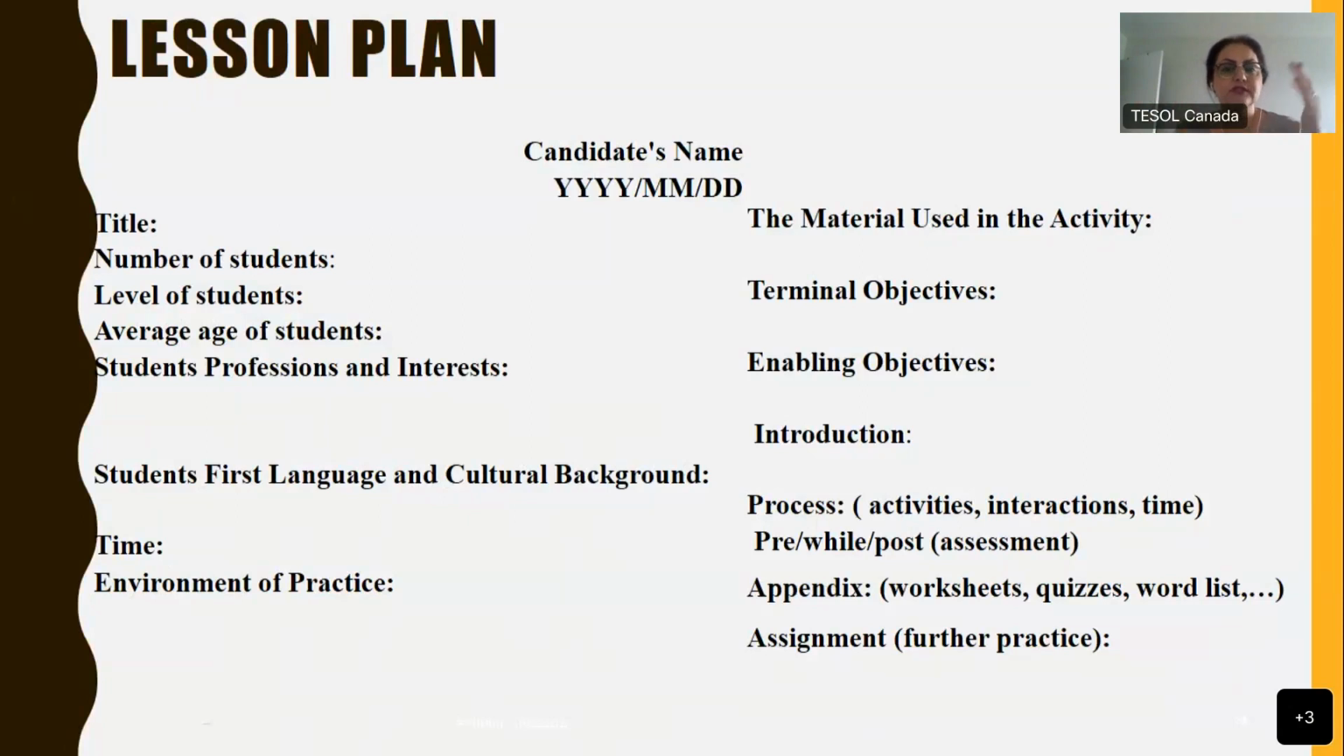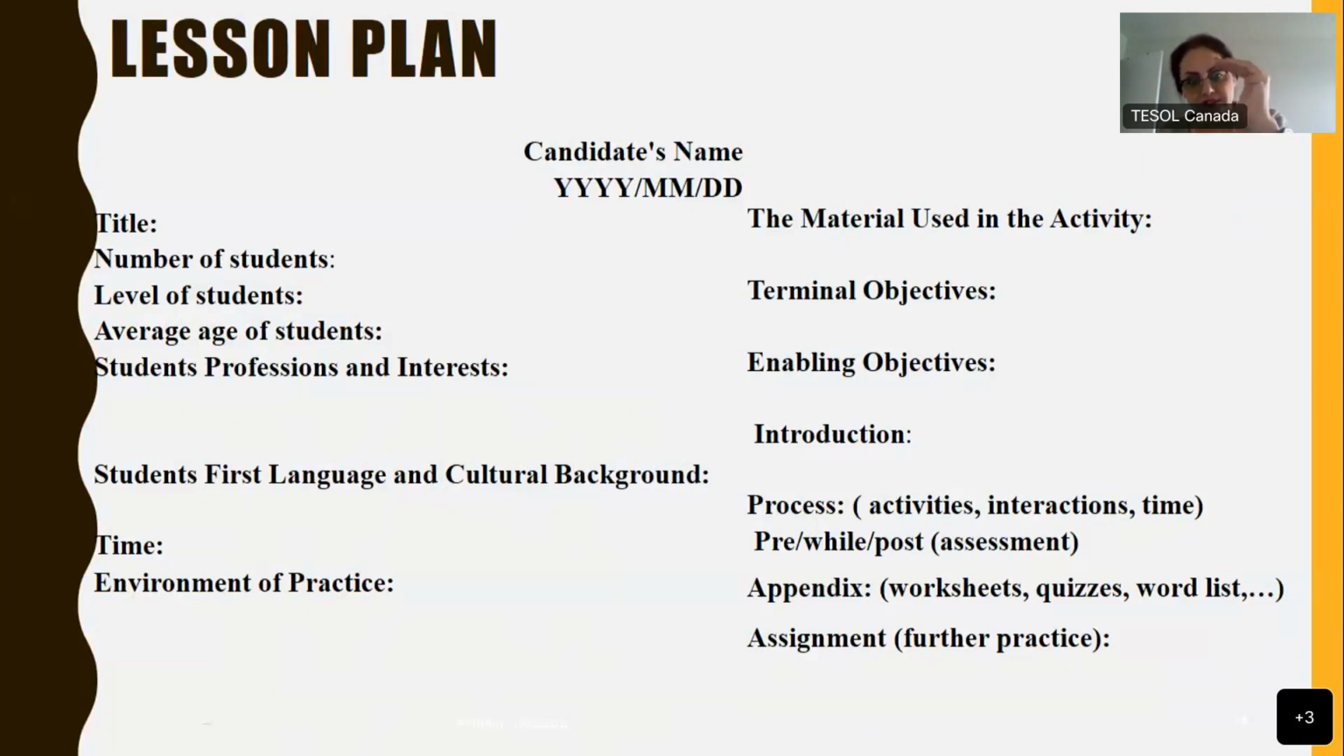Terminal objective: the student will be able to do what at the end of this session? Or students can do what at the end of this session? For example, the student will be able to talk, write and analyze the reading of the environmental problem of their neighborhood. So what happens at the end of this session? This is your final objective. Enabling objective, so you put bullet points.